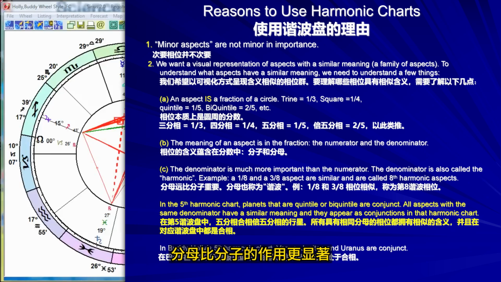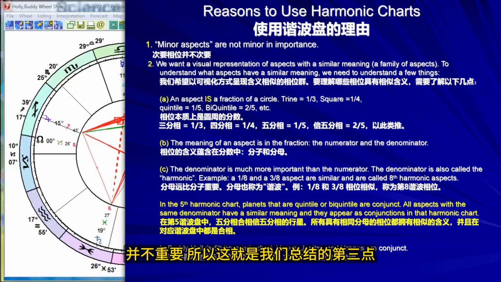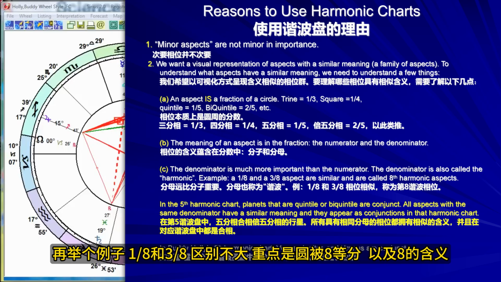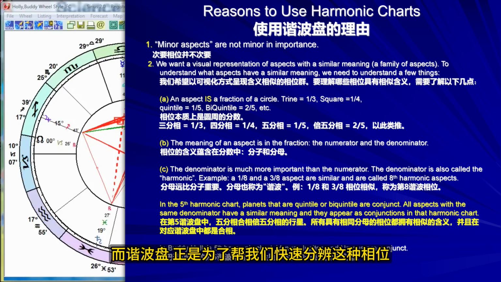But the numerator is subtle compared to the denominator. As I mentioned before, the big deal is whether you've divided the circle into 5 pieces. Whether you take 1 piece or 2 is not as important. So as I say here in point C, the denominator is more important than the numerator. Another example is whether you have a 1/8 or a 3/8 aspect is not as important as the fact that you've divided the circle into eighths and you've got the impact of 8, which I'll talk about in future videos. So we want to see, here's what we want, and the harmonic chart is going to do it.